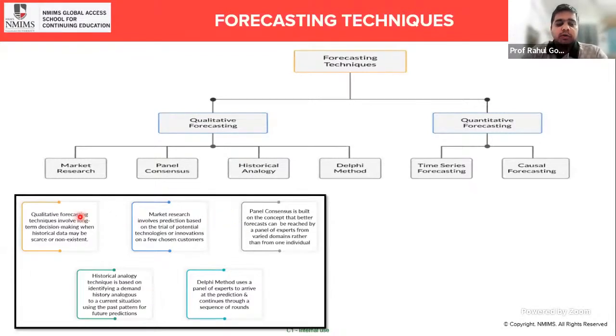Okay, so most of you rightly said, qualitative forecasting techniques involve long-term decision making when historical data may be scarce or non-existent, right? Let's briefly look at what each of these techniques is.